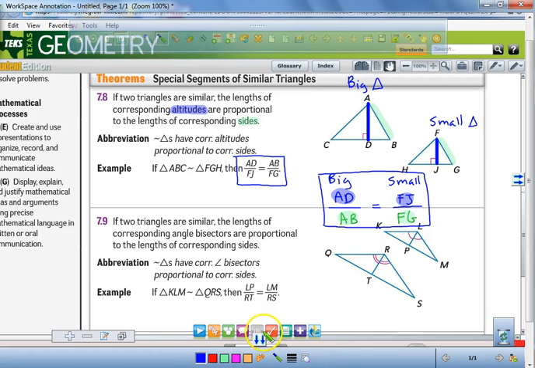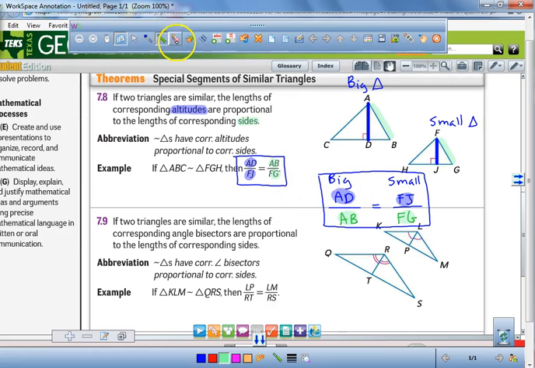What did they do that's a little bit different? They did altitude over altitude equals. See how I did mine side by side? They did theirs vertically. So either way is okay, but you've got to make sure that you know what you're comparing. So notice, what do I always do? I always compare big to small. And that's how I set it up.